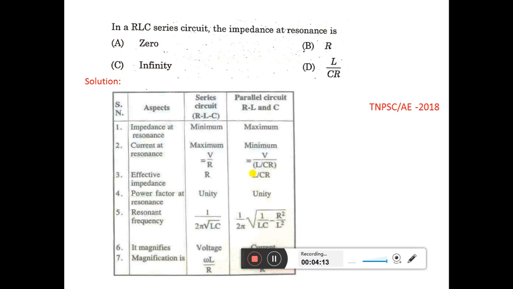This is a standard table for comparison of series circuit and parallel circuit. From this, at resonance in a series circuit, impedance is minimum. For a parallel circuit, impedance is maximum. Minimum means its effective impedance is equal to R. So according to this question, in an RLC series circuit, the impedance at resonance is only R. So the answer is B. Next question.